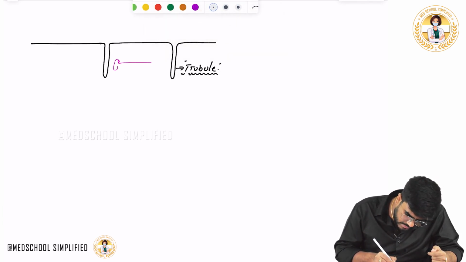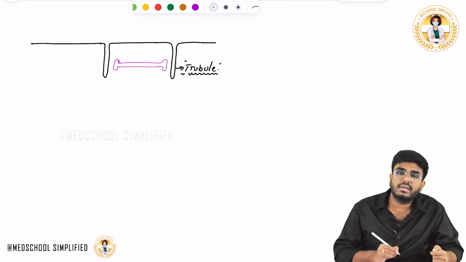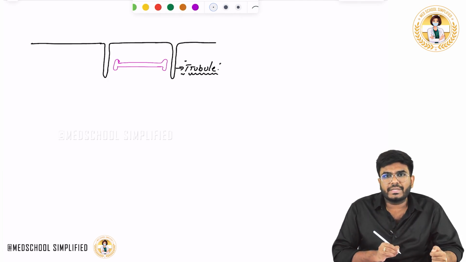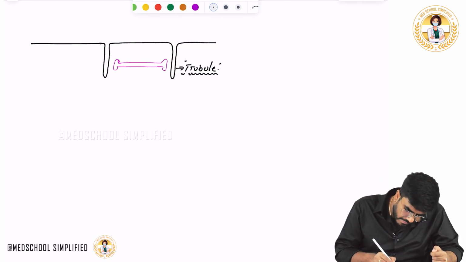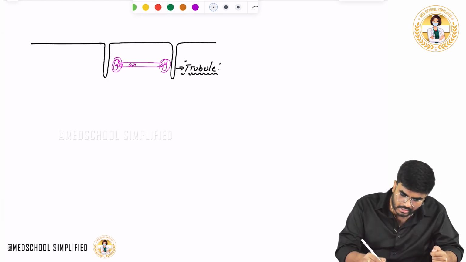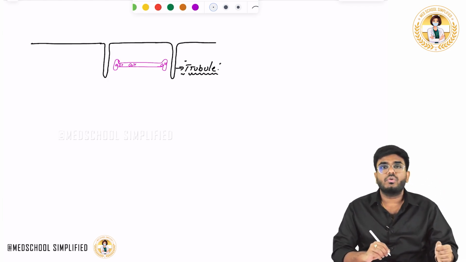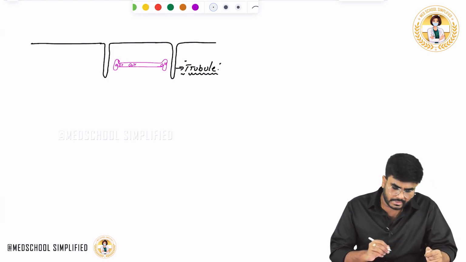The L-tubules, L for longitudinal, are nothing but the sarcoplasmic reticulum, which contains high amounts of calcium in its last region called the cisternae. In these cisternae, lots and lots of calcium is stored.